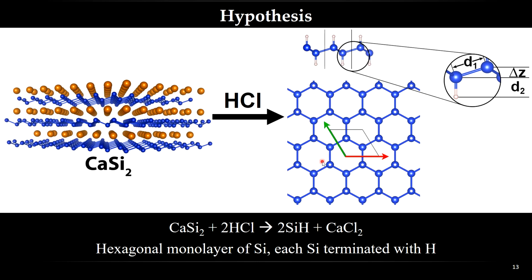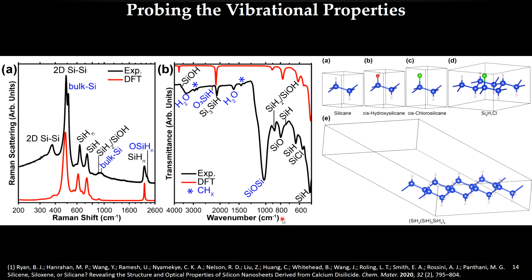So this is the central hypothesis that we were testing throughout all of this research. We hypothesized that when we combine calcium disilicide with hydrochloric acid, the product of this reaction would consist of a hexagonal arrangement of silicon atoms, and each silicon atom is terminated with a proton. And this would be the overall reaction here.